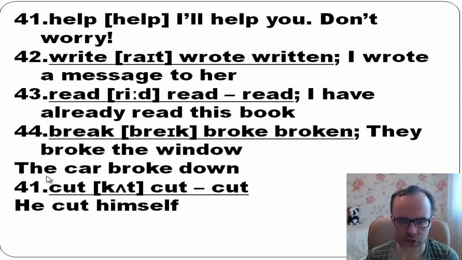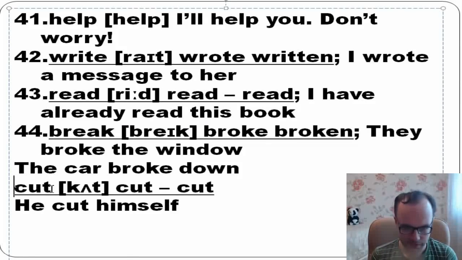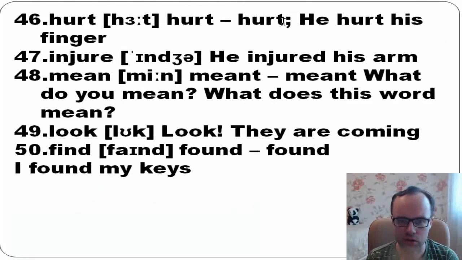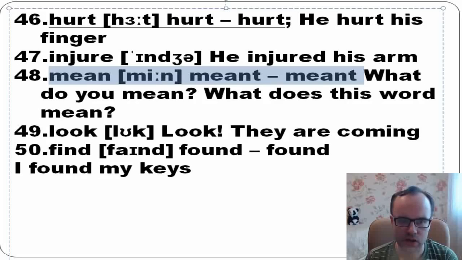Right, the car broke down, and then, so you see number 45. Cut. Irregular. Cut, cut, cut. He cut himself. Next, hurt. Irregular. Hurt, hurt, hurt. He hurt his finger. Injure. He injured his arm. Mean, meant, meant. What do you mean? What does this word mean?